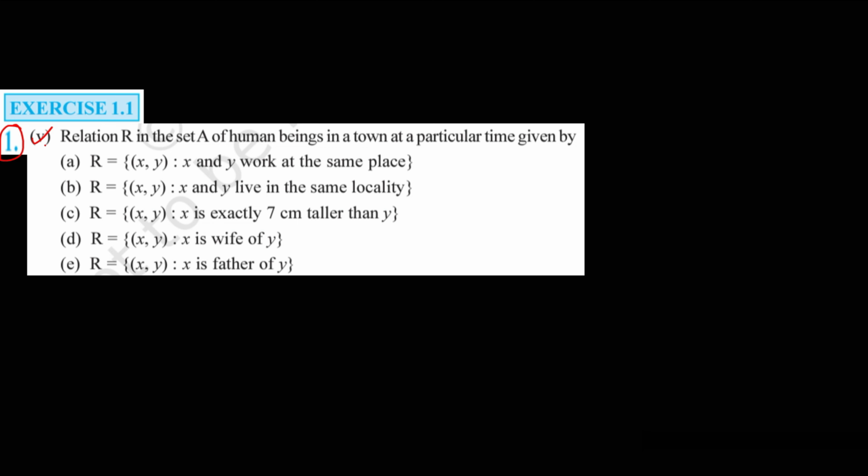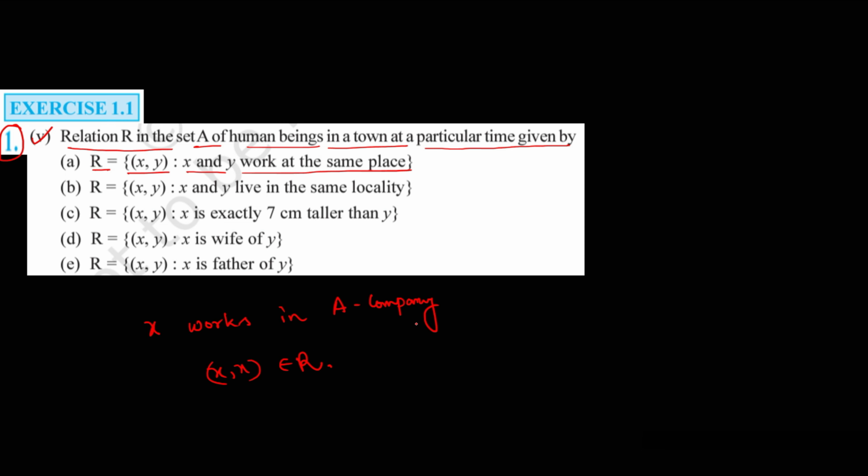Now next problem. Question number 1, subpart 5. Relation R in the set A of human beings in a town at a particular time is given by R = (x, y) such that x and y work at the same place. So whether this relation is symmetric, transitive or reflexive. If x works in a company, suppose, then (x, x) belongs to R. Why? Because x works in a company and also x works in a company. That means (x, x) belongs to R.